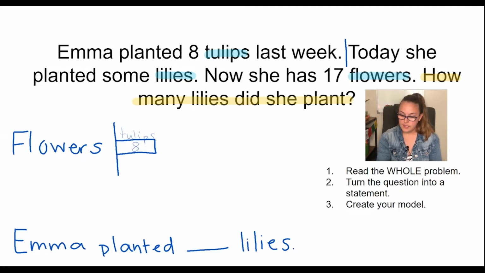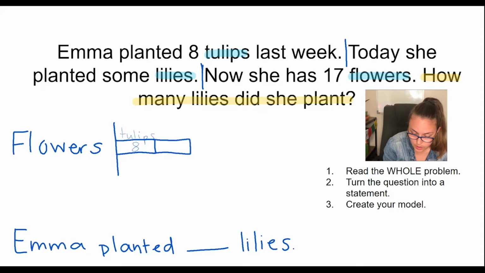Let's read the next sentence. Today, she planted some lilies. And there's a period, so we're going to stop there. Well, how do we model that? We don't know how many lilies she planted yet. So we're going to draw a second piece to the bar. And inside the bar, we are going to put a question mark. Why would we put a question mark there? That's right, because we don't know how many lilies she planted. And then above that part of the bar, make sure you label it with lilies.